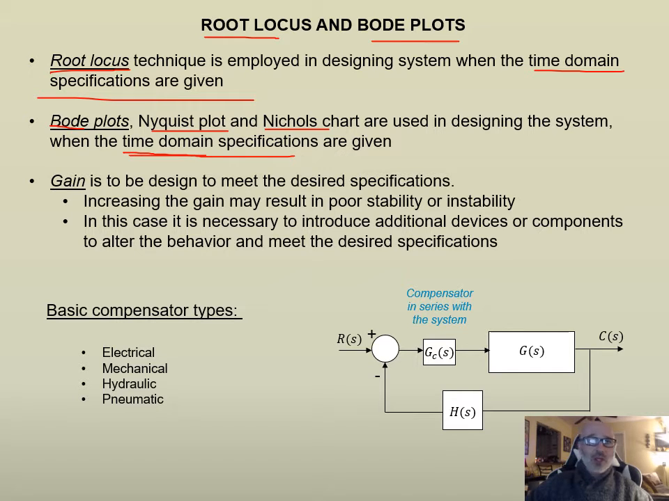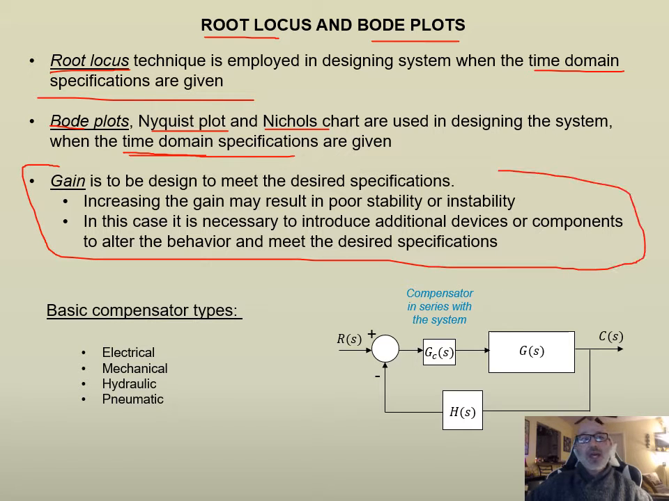Now, I know we've mentioned a little bit about gain before, but we're going to cover this again because I think it's important. Gain is to be designed to meet the desired specifications. You're going to alter your gain in order to meet whatever the requirements of the system are. If things are a little bit off, you go back and tweak your gain, or you design your gain at the beginning so that you already get those specifications met.